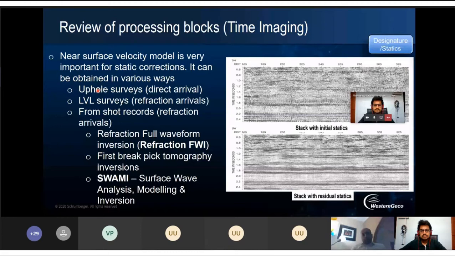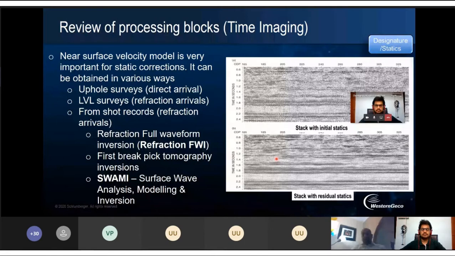Now, going to the marine part. So what statics do we apply? I said before, we apply tidal statics. We apply gun cable statics, but there is one more statics which is also common in certain places of the world, which must be applied, which is water velocity correction.